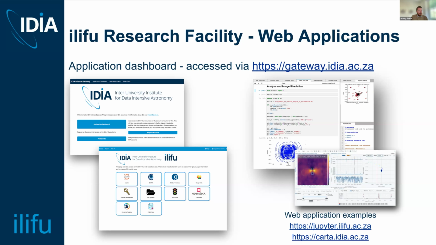And note that all the web-based applications can also be accessed directly from their respective URLs. So just at the bottom right here, as an example, you can access Jupyter or CARTA through these URLs from the web browser or from the application dashboard.